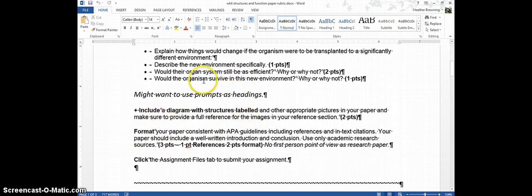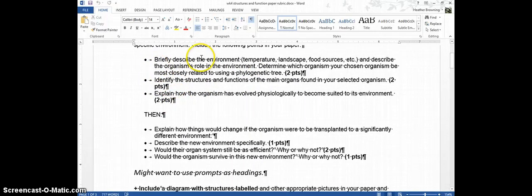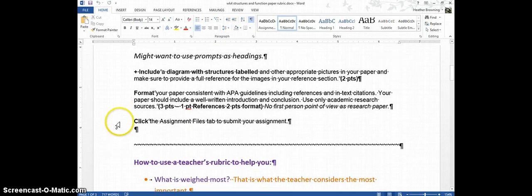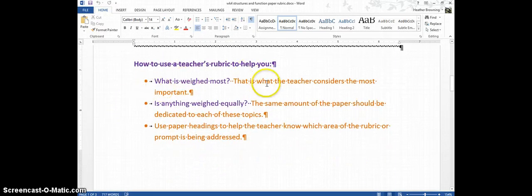Oh, and you can use the prompts as headings, but you'll want to reword them. So instead of saying, explain how things would change in the organism's transplant, you say transplanted environment. Or instead of briefly describe the environment, you say environment and role, and then talk about it. I break this down a little more in the table version, so we're going to scroll down to that.